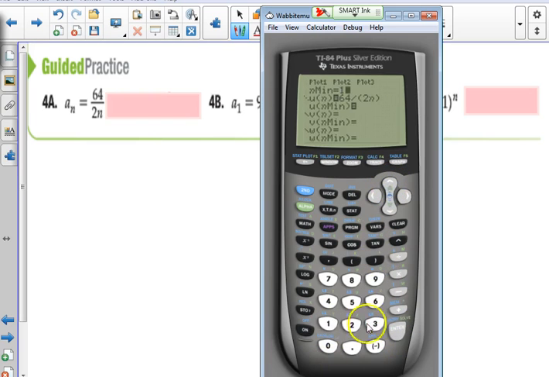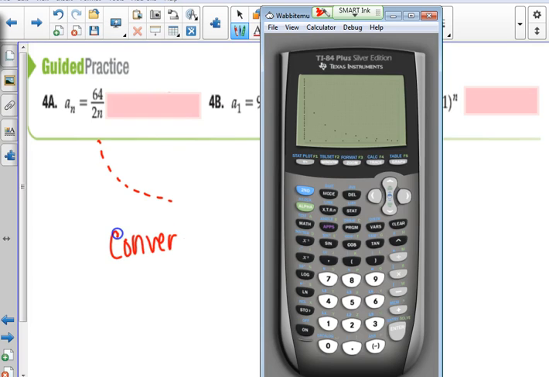Anyway, zoom 0, yours is working. There we go. I know it's impossible to see mine, but it looks like this, right? Because it is getting closer and closer to 0. So this is convergent.